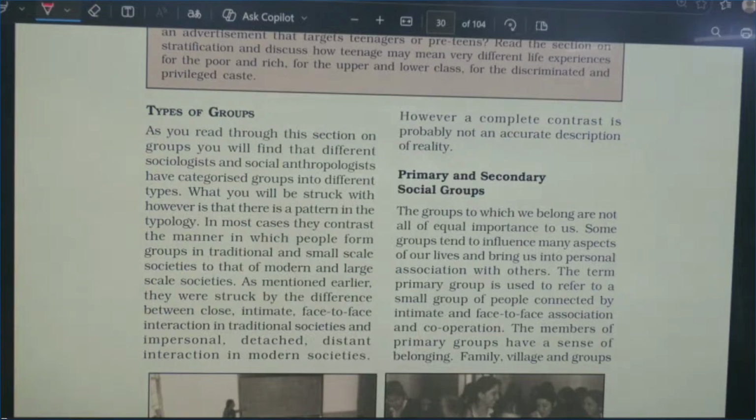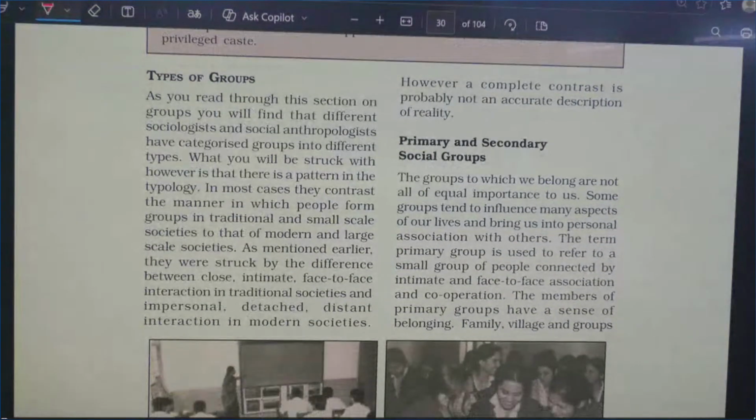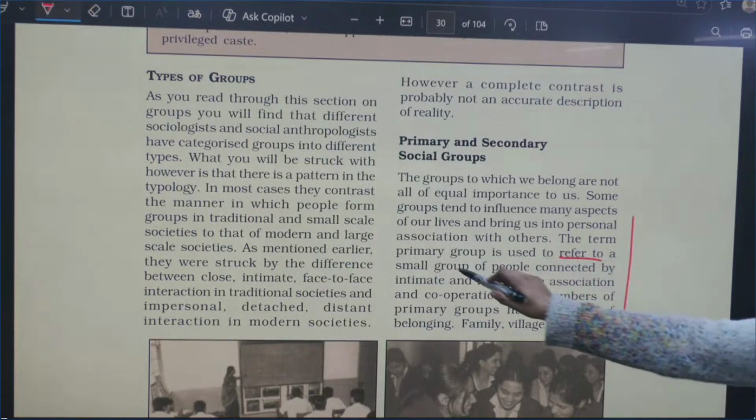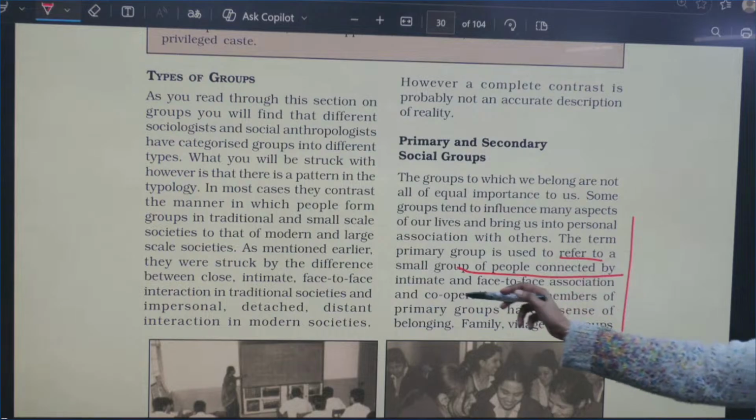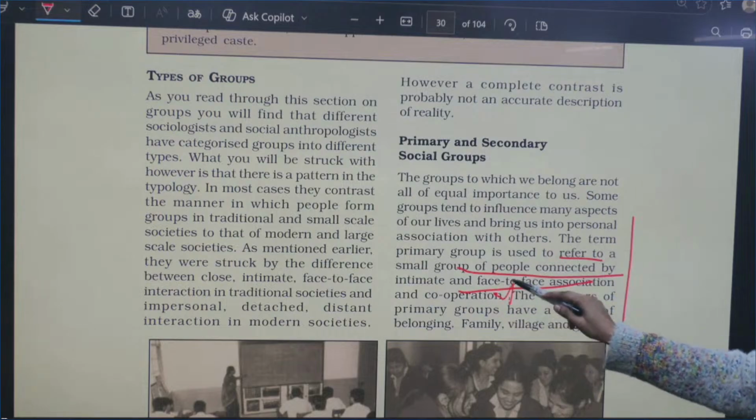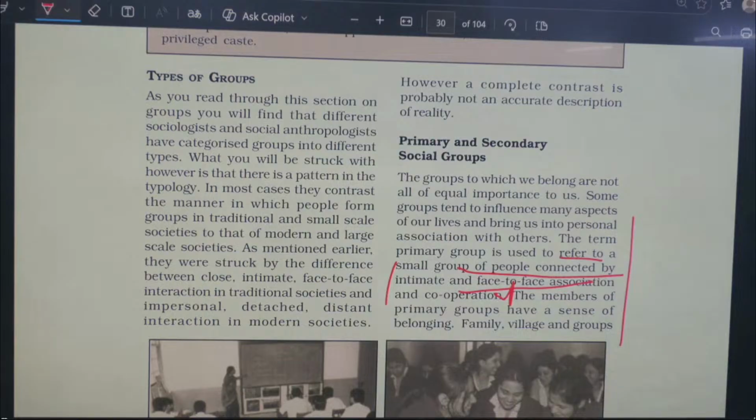I've already given an explanation on a group, that in a group we may have some connection, right? The groups to which we belong are not all of equal importance to us. Some groups tend to influence many aspects of our lives and bring us into personal association with others. The term primary group is used to refer to a small group of people connected by intimate and face-to-face association and cooperation. बस ये 3 words लिखेंगे. We have a sense of belongingness. So village, family groups, they are primary groups.